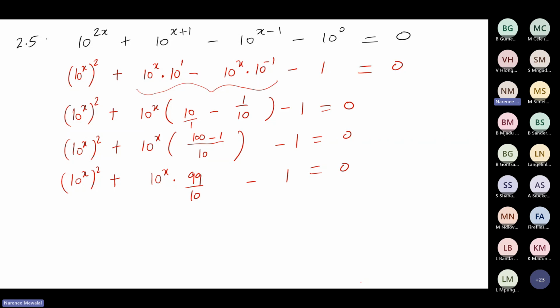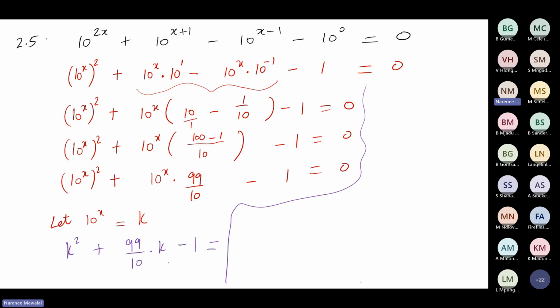Right? So you can say let 10 to the x equal k. Should have done that in another color. Let's do that now. So then you're going to get k squared plus 99 over 10 times k minus 1 is equal to 0.